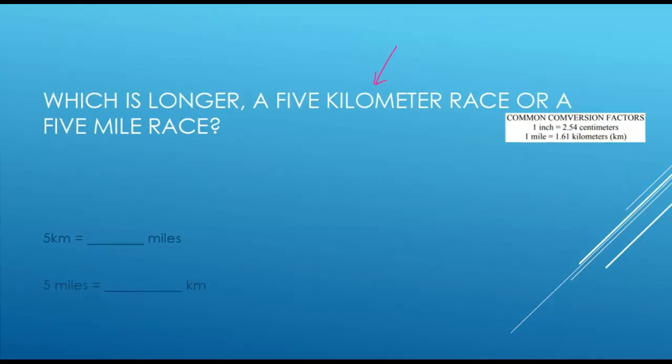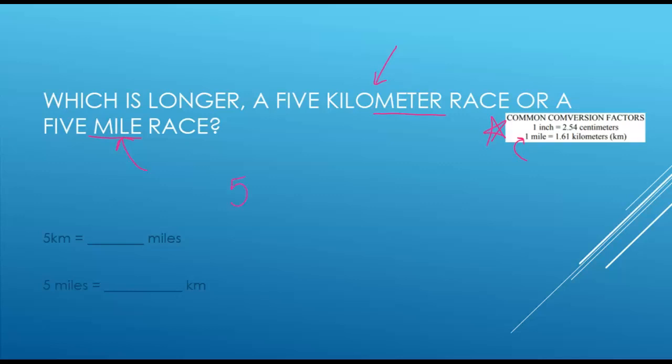Kilometers is metric and miles are standard or English units. So kilometers are used all throughout the world, whereas miles are used just in the United States. To get from metric to standard or metric to English, we have to use those common conversion factors on your sheet. And in our case here, it's 1 mile is 1.61 kilometers.